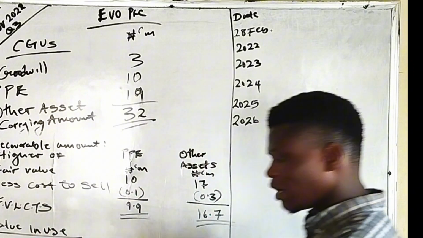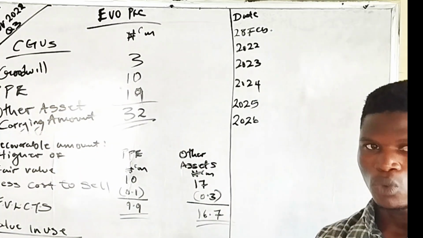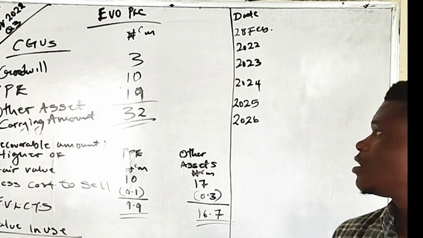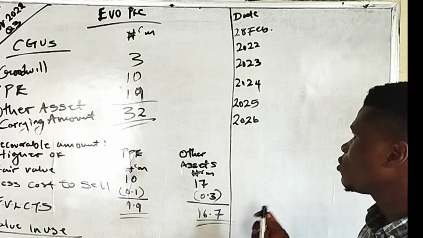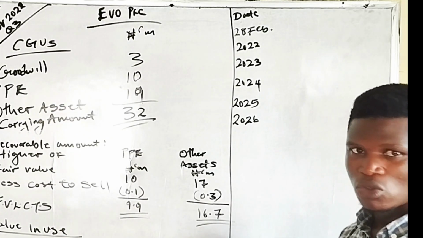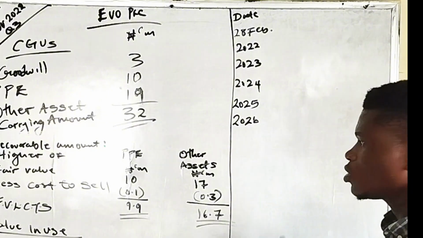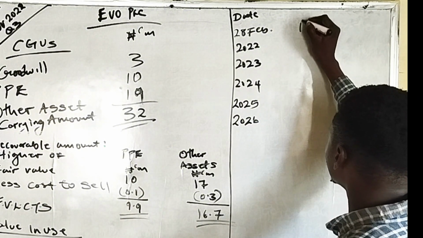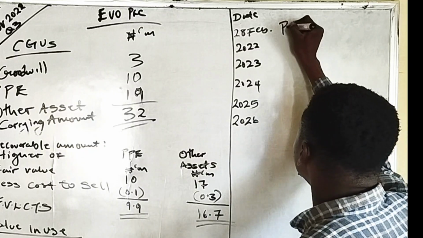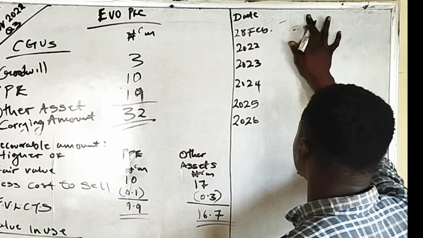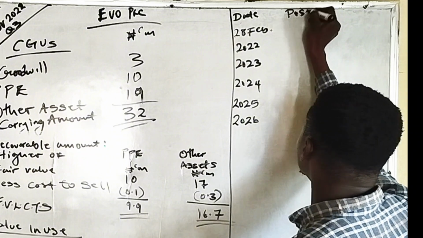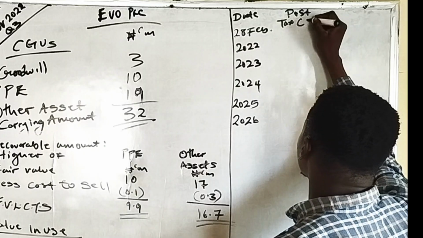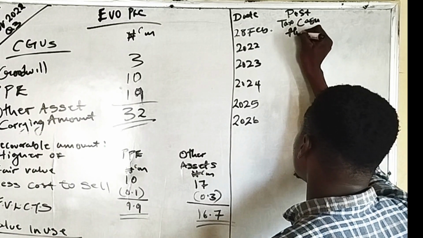So we are going to be using the post-tax cash flow, not the pre-tax cash flow. The relevant cash flow to be used is the post-tax cash flow. For them to have given us post-tax cash flow, meaning that tax has been deducted. So we're using the post-tax cash flow, not the pre-tax cash flow.